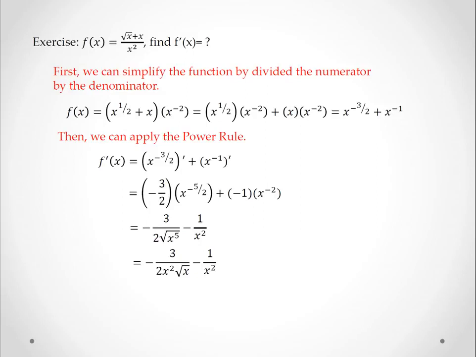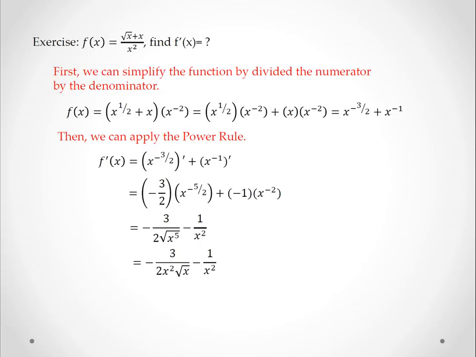f(x) is equal to x to the 1/2 power plus x, and then we multiply by x to the minus 2 power. So why is it x to the minus 2 power? X to the minus 2 power stands for the denominator x to the second power. So as we simplify here, it is x to the 1/2 times x to the negative 2 plus x times x to the minus 2. And then the final simplification is equal to x to the minus 3 divided by 2 plus x to the minus 1. As we can see here, this is the simplified version of f(x).